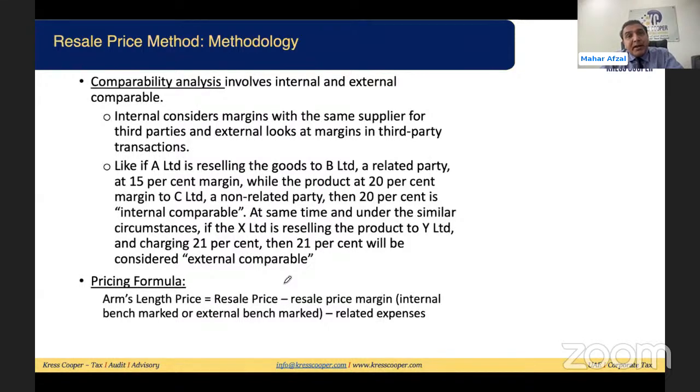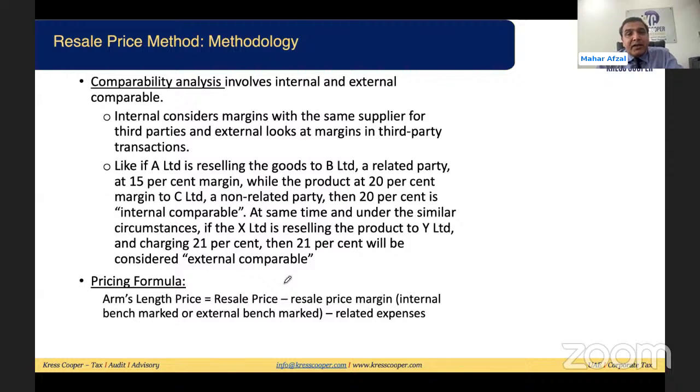We need to do the comparability analysis as well. In this comparability analysis, there are two types of comparable, like in the CUP method. One is internal comparable. Second is external comparable. In the internal comparable, if B is selling the goods at the fair market margin in the market, the percentage margin B is being charged will be the internal comparable. And if any other party is selling the goods into the market with a certain percentage, that percentage margin we need to ascertain, it will be considered an external comparable. I have given an example, like if A is reselling the goods to B, a related party, at a 15% margin while the product sells at a 20% margin.